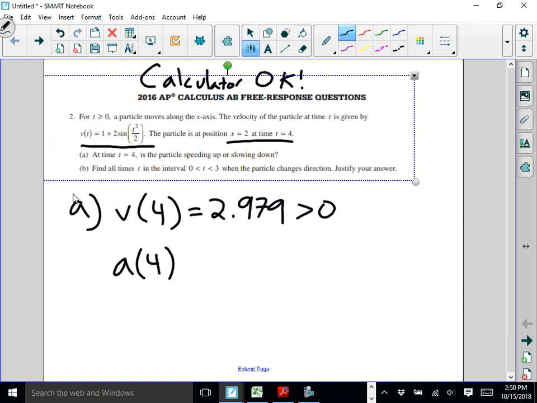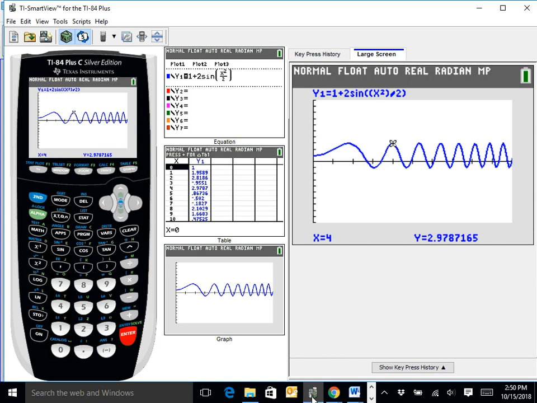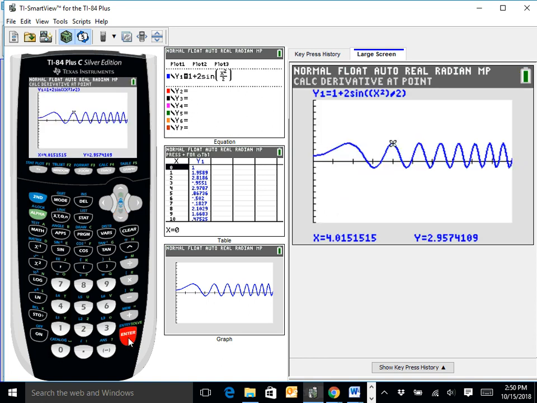So check this out. Here's what I'm going to do. I'm going to go to second calculate, so hit the second key and then the trace button. Look at number 6. If I scroll down here to number 6, I can do the derivative, and it wants to know at what x value. I'm going to type in the number 4.